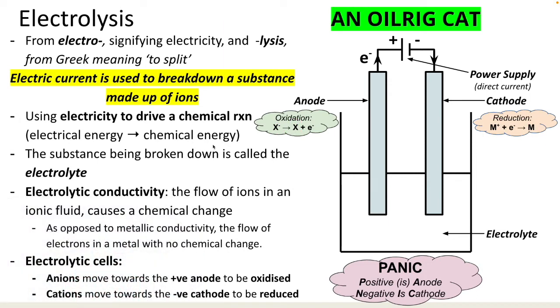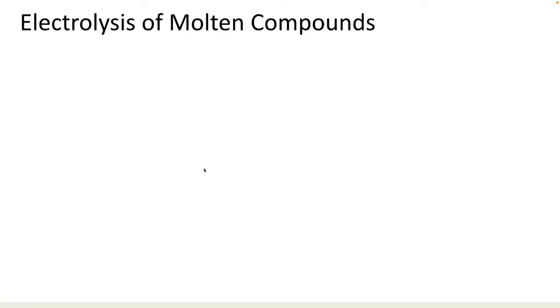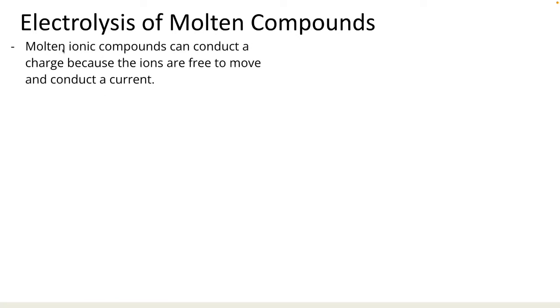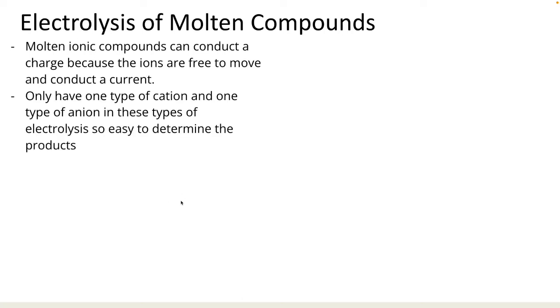Let's get into some examples of electrolysis. As we said earlier, it needs to be an ionic fluid. So we have two options. The first of which is the electrolysis of molten compounds. Molten ionic compounds can conduct a charge because they're in the liquid state. Therefore, these ions are free to move.